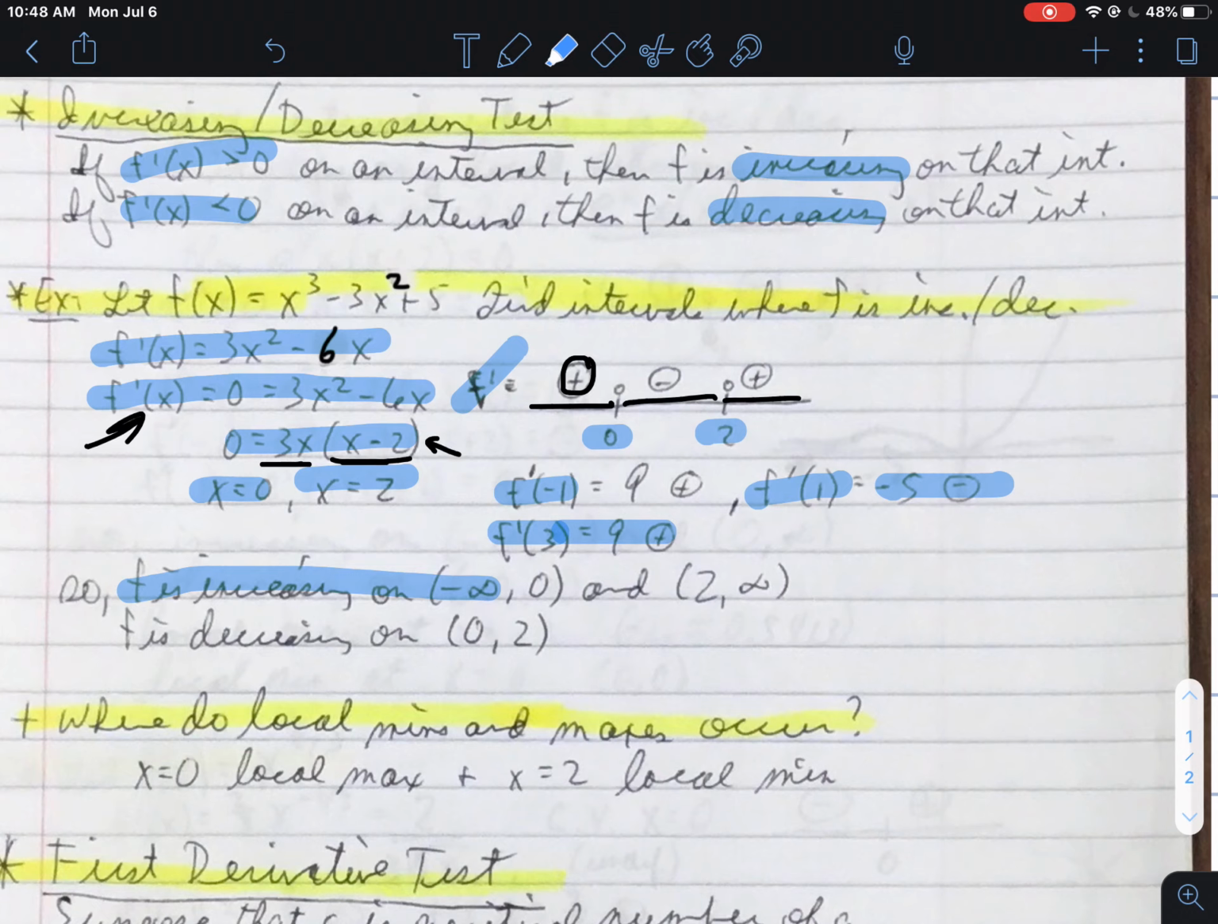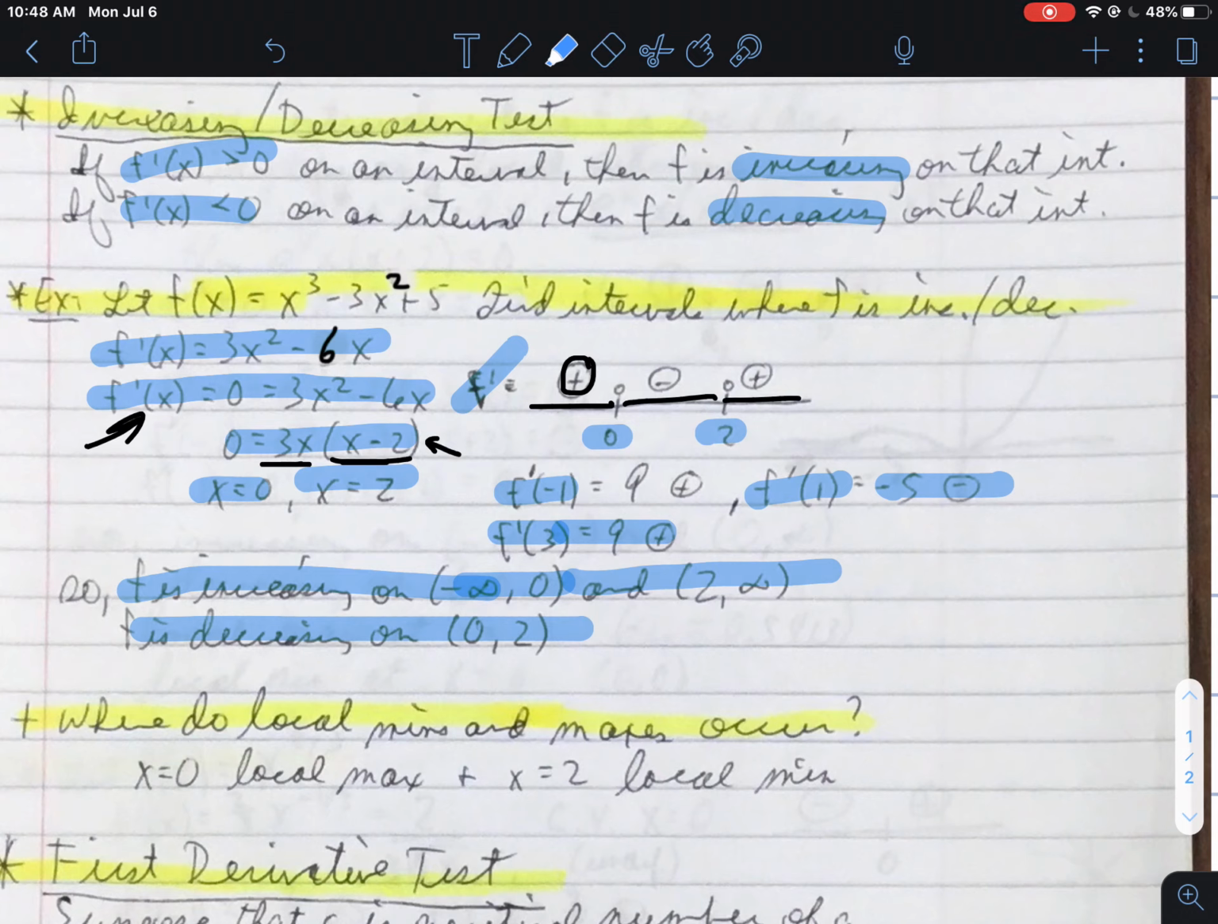So we said we're increasing on the interval from -infinity to 0 and also on the interval from 2 to infinity. That's where the derivative was positive. And then we would say that f is decreasing on the interval from 0 to 2 because that's where our derivative is negative. Okay?